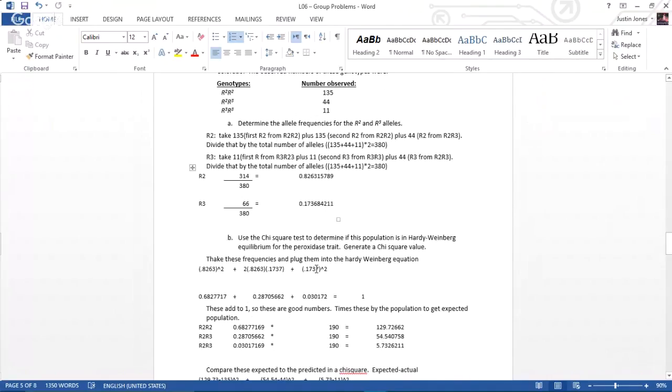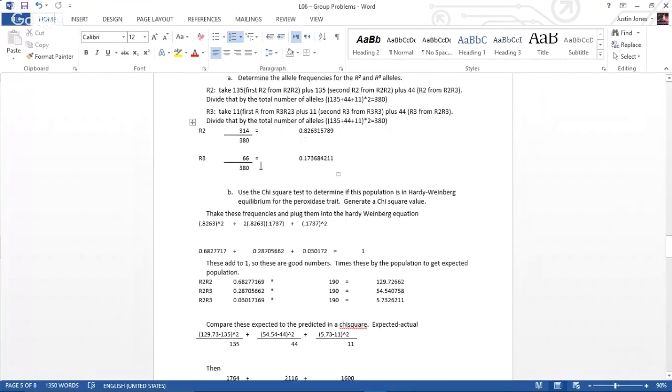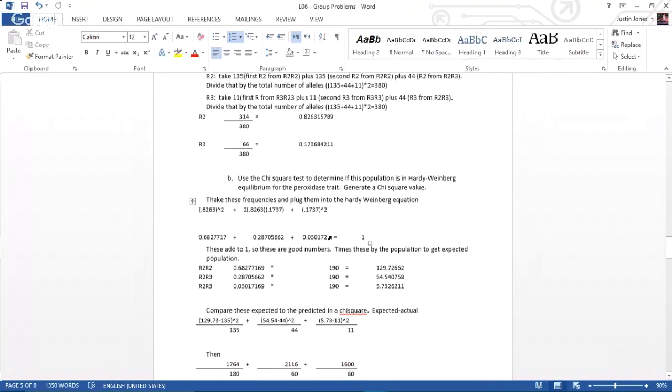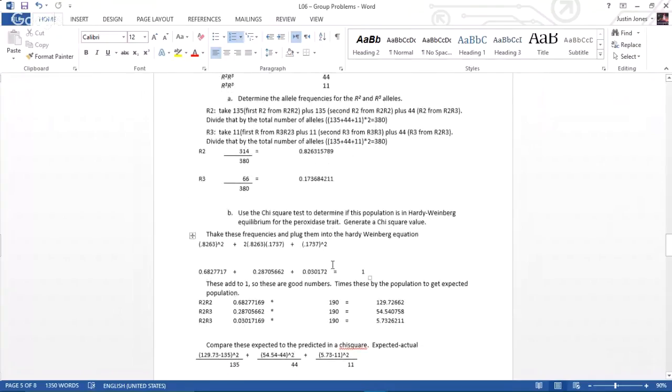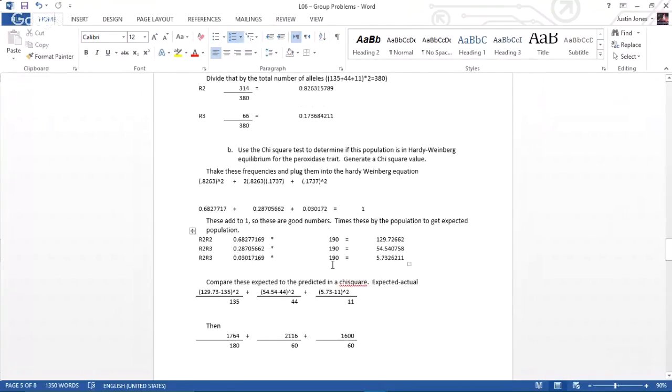So now we want to use the chi-square test to see if this is in Hardy-Weinberg equilibrium. You need to use the Hardy-Weinberg first. So plug all that in. So 0.826, plug that in there, 0.173, put that in there, times them by each other and by 2, you get right there. Simplify down to these results, and they do add to 1. And you times it by the expected population, or the total population, 380, and that will get you the expected population for each genotype. So you take these 3 numbers, times them by 190, and you get these.